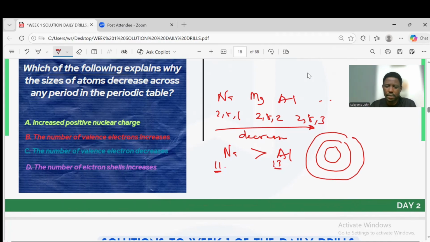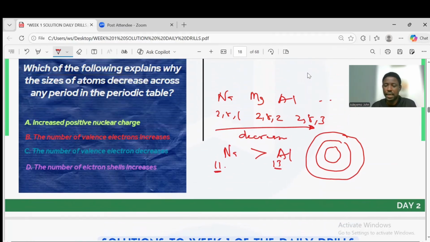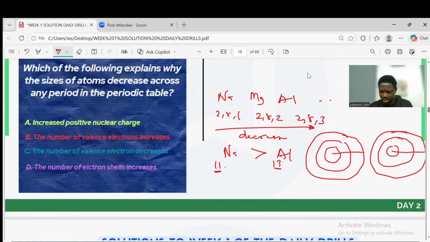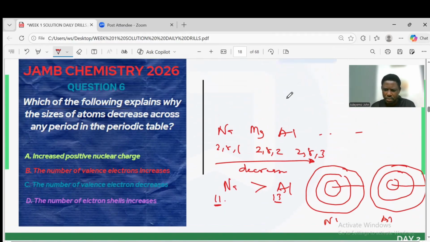2, 8, 1, so that is sodium. And aluminum is 2, 8, 3. Can you see that? So if you look at this, it's basically supposed to be the same size because there are three shells for each of sodium and aluminum. But now, sodium has 11 protons inside it, while aluminum has 13 protons inside.